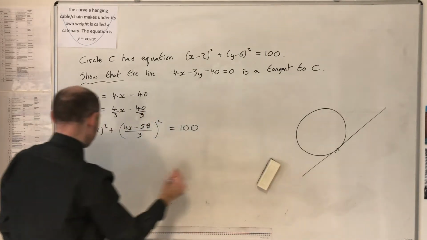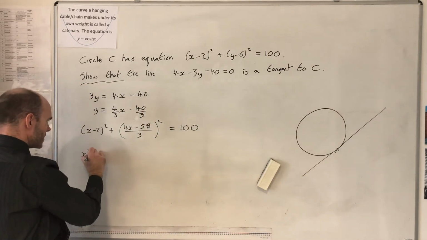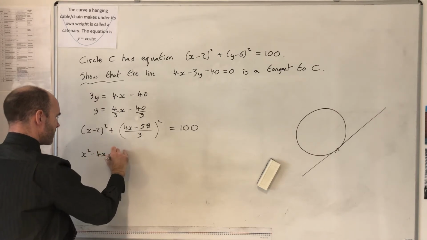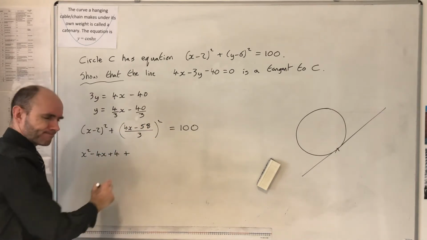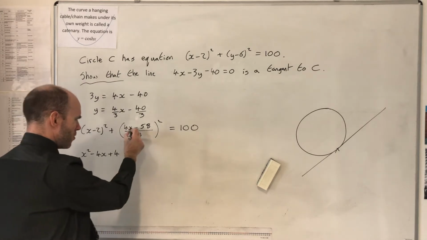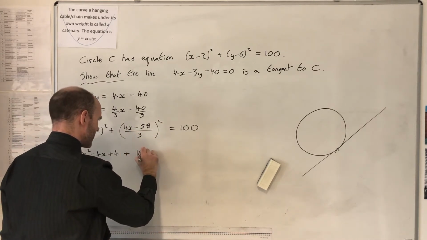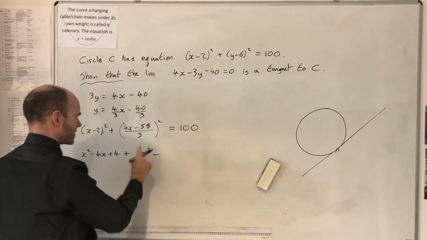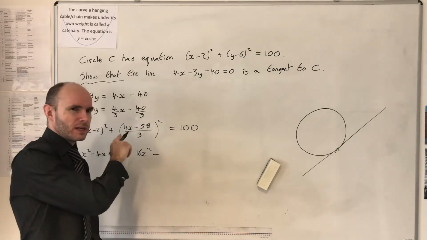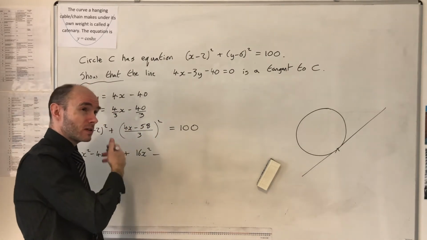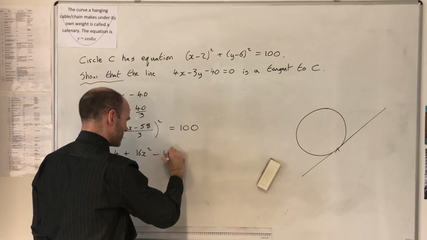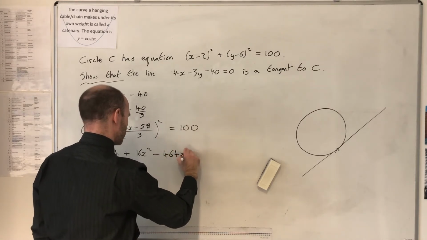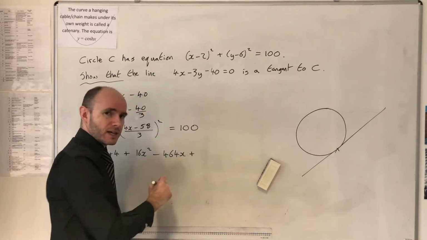So let's do the expansion. This one, this is the easy one, isn't it? x² - 4x + 4. And then this one, numerator first. So (4x)², 16x². And then subtract 58 times 4, that's 232, doubled, 464x, and then plus 58 squared.